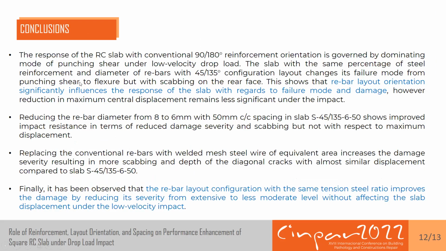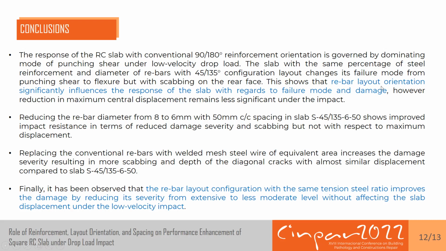Finally, coming to the conclusions. So, the main conclusions from this study are as follows. The response of the reinforced concrete slab with conventional 90-180 reinforcement orientation is basically governed by a dominating mode of punching shear under low velocity impact loading. The slab with the same percentage of steel reinforcement and diameter of reinforcing bars with 45-135 configuration layout changes its failure mode from punching shear to flexure, but with scabbing on the rear face.